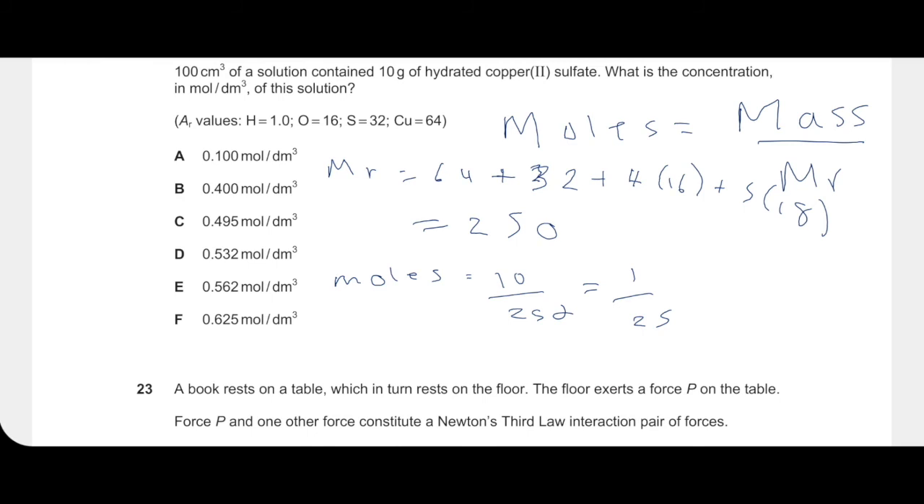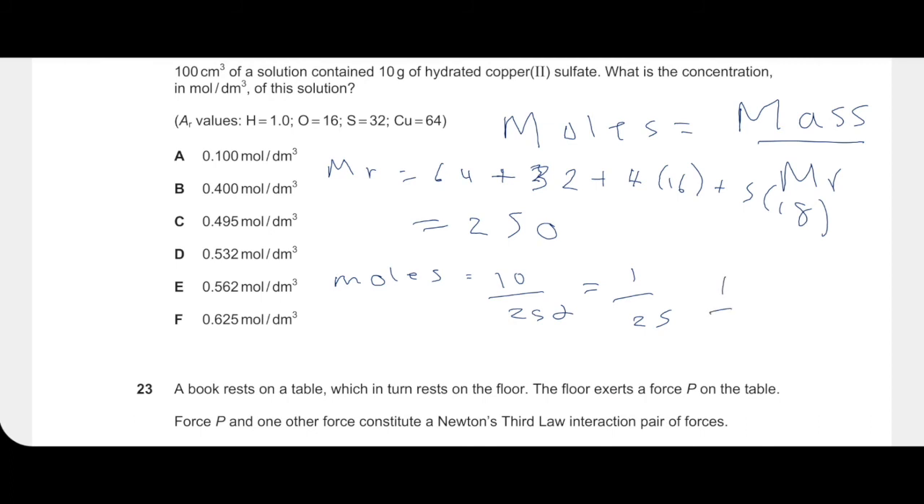Concentration is equal to the moles divided by the volume. The units for moles is moles, and the volume is decimeters cubed. Right now, our volume is in centimeters cubed, and 100 centimeters cubed is equal to 0.1 decimeters cubed. So now let's work out the concentration.